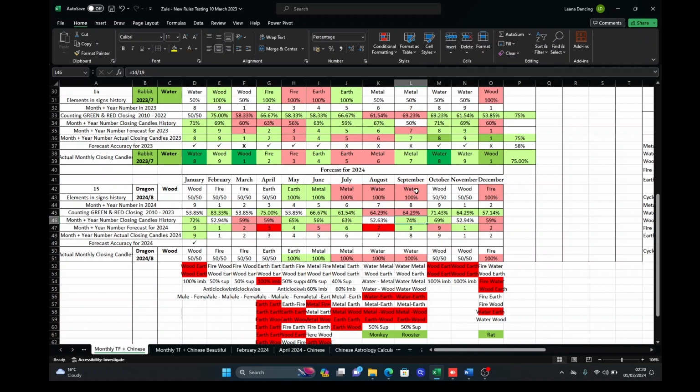But then what do we have? We have the female water, which is more positive than the male water. And given that August will be quite low, it makes sense that September will be slightly better. So it will actually close higher than August. October will be a disastrous month. I've got it as a red candle.